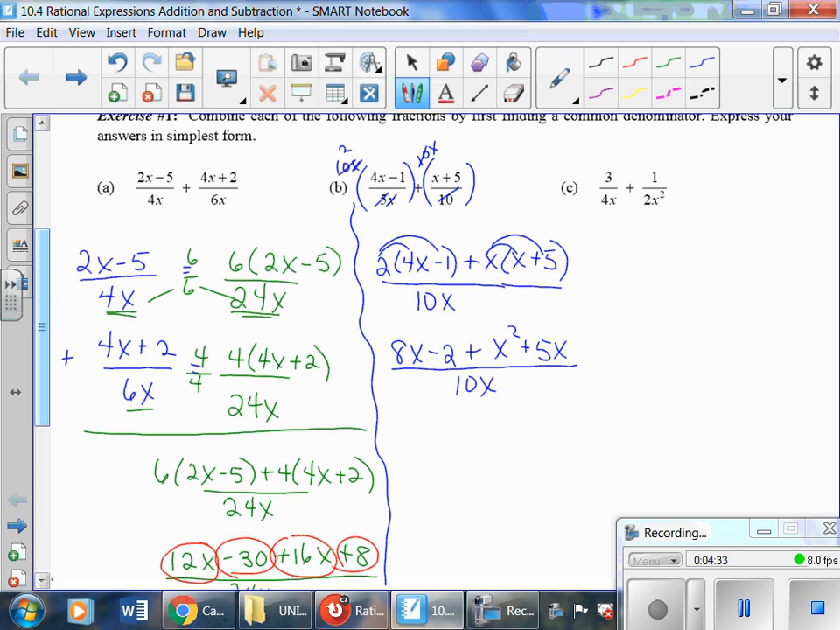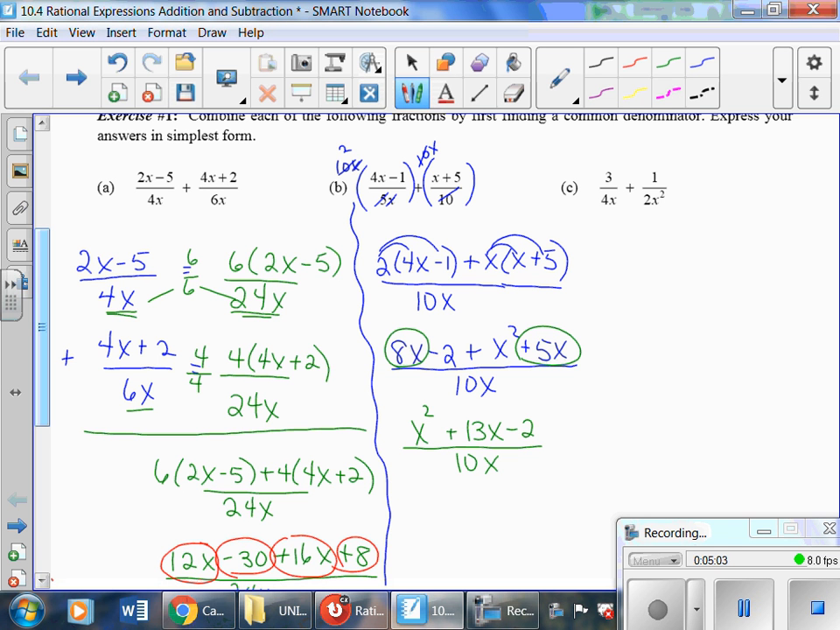Now we're just going to combine like terms. I have an x squared. I'm going to put it in descending order, which means the highest exponent goes first. So now I'm going to work with my x's. So plus 13x minus 2 over 10x. We're just going to leave it that way. We don't have anything else to factor. It's not a factorable quadratic, so we're kind of done with that one.